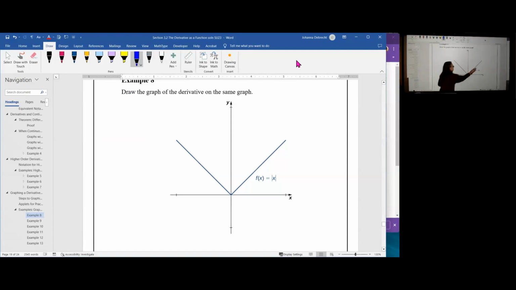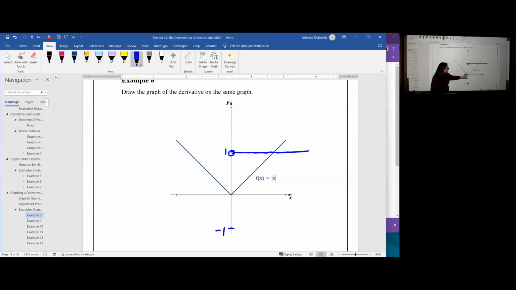When I come from the right side, this is a slanted line with slope 1. So I know the derivative remains a constant value of 1. So I'm going to label this right here to be 1 and this right here to be -1. This means that coming from this side, it is always 1. I know the derivative does not exist at the origin, so I put a hole.